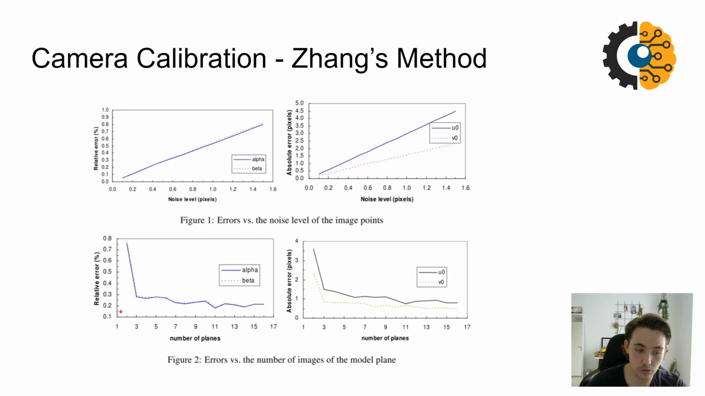So if we only use one or two images, we won't really get a good calibration. But if we use three to four or five different planes, then we get a really good camera calibration. We can actually remove a lot of the distortion there is on our camera lens.